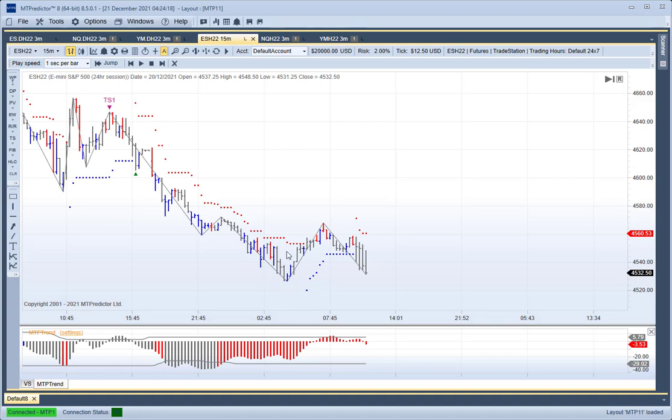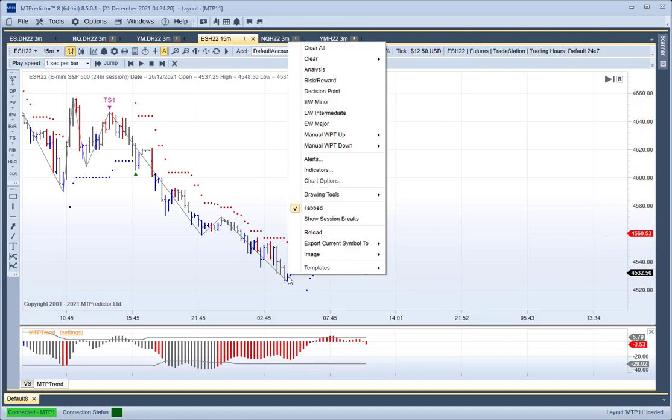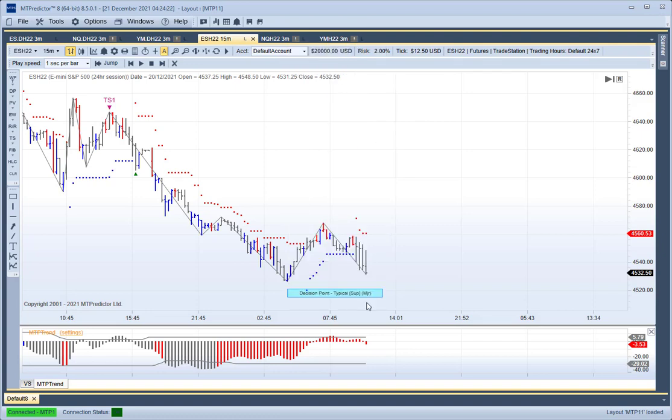So this previous pivot low you see here, we right mouse click, we select decision point. Can you see how that gives us an area of support? But more importantly, how it's on the chart in advance. In other words, it's a leading indicator. It's preparing you in advance for a potential level.